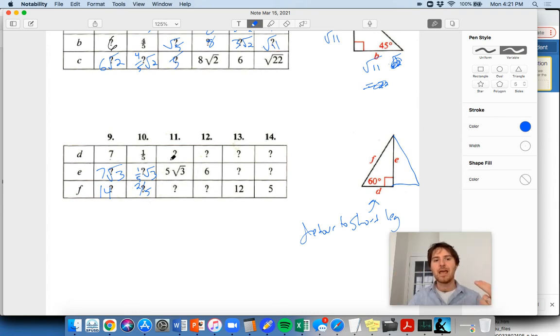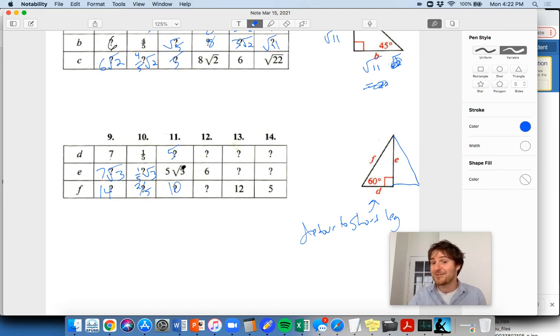This is 5 root 3. How do I detour to the shorter leg? Well, I just divide by root 3. There's 5. How do I get to the hypotenuse? Well, I just double the 5. I get 10. Right? You'd have trouble, honestly, just be honest with yourselves. You'd have trouble going from the longer leg to 10 here. That'd be kind of tricky. You'd have to divide by the root 3 and then multiply by 2. Right? You have to remember that.